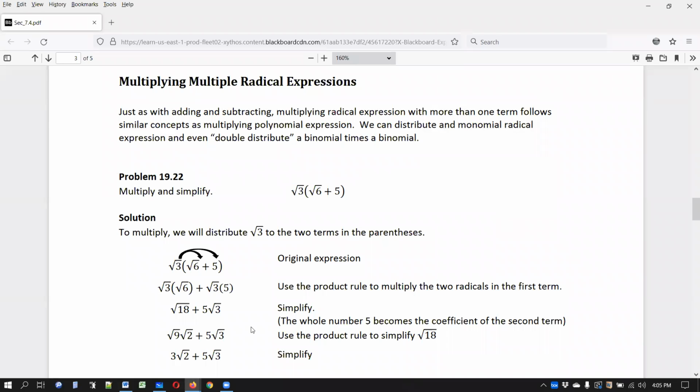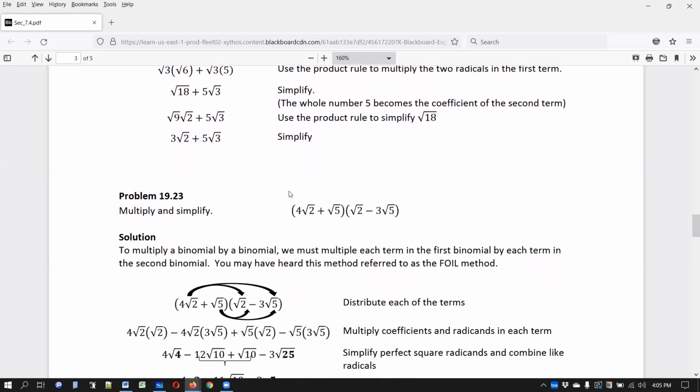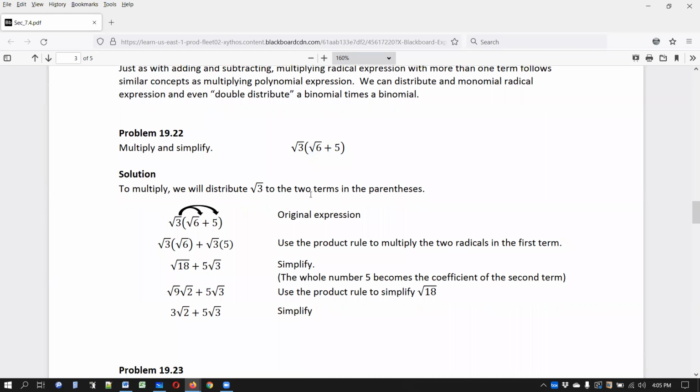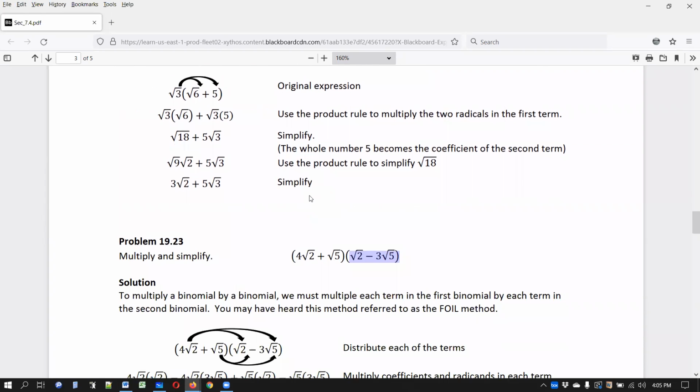We are basically going to see two types of multiplications under this section. The first type will look like this, where we have a single expression with a single term multiplying an expression with two terms. This is type 1. And then we're going to see something like problem 1923, which is an expression with two terms multiplying another expression with two terms. In both cases, we may or may not include radicals in both expressions, okay?